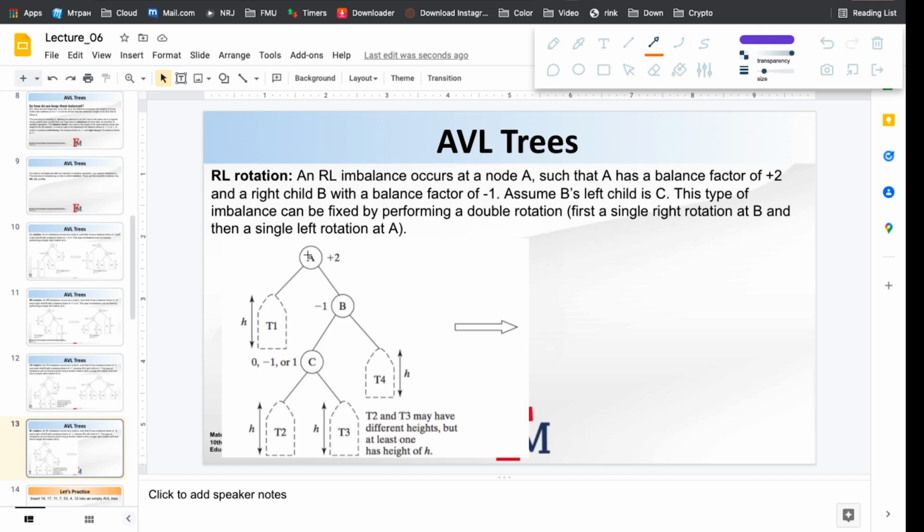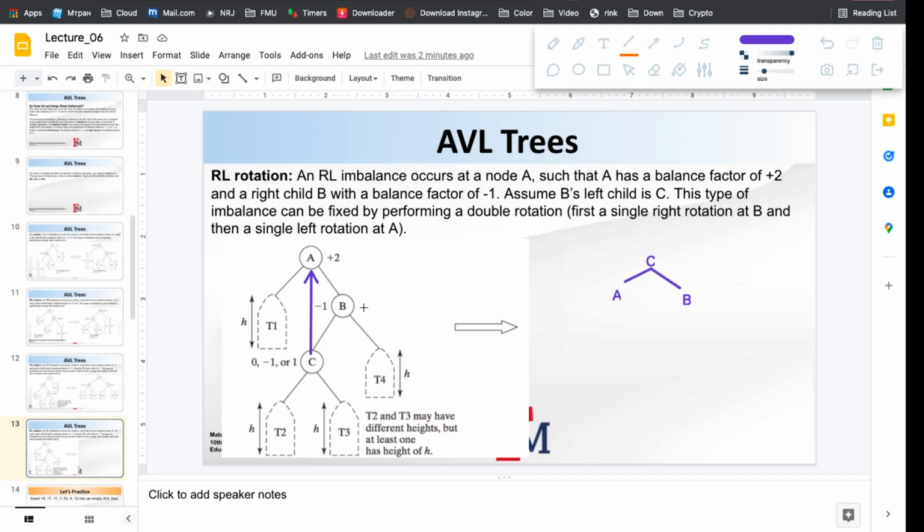Okay, so again, where is our problem? One step to the right, one step to the left. Okay, RL. So same strategy. We're going to take C and we're going to bring it up, and we're going to make C the root. B is going to be on the right from C, and A is going to be on the left from C, right? Just in order to keep the whole binary search tree properties in place. So C is the root, A is on the left, B is on the right.